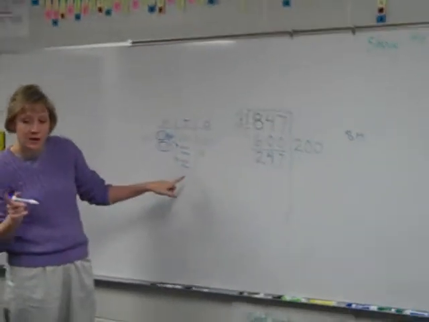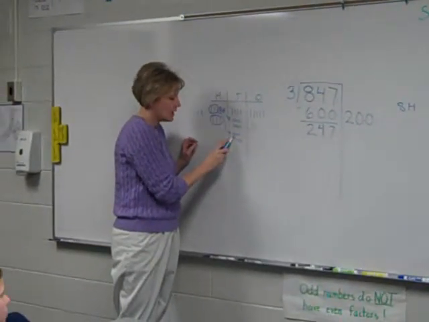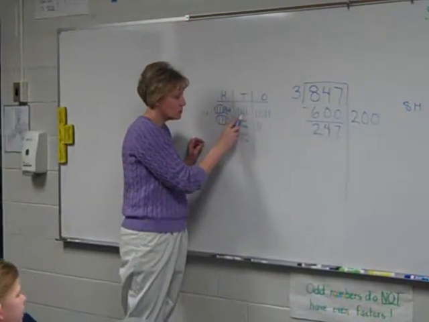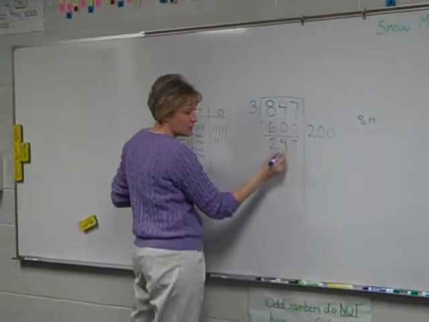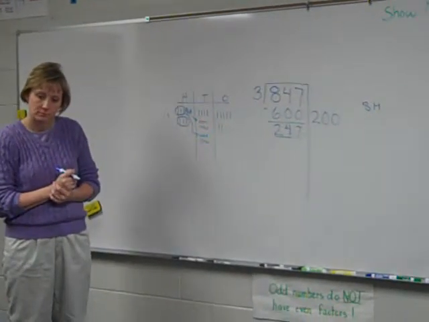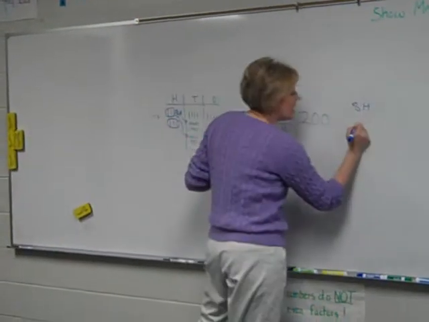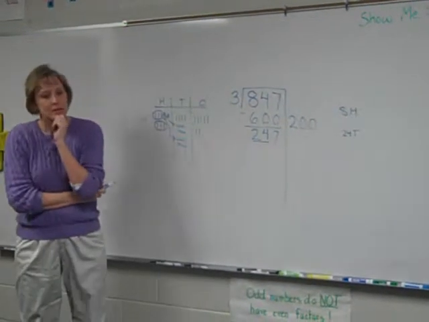Okay, so now look at how many tens I have. These are groups of 5, so it makes it easy for me to count. 5, 10, 15, 20, 21, 22, 23, 24. How many tens do I have? Look at my tens column and everything in front of it. I have 24 tens.